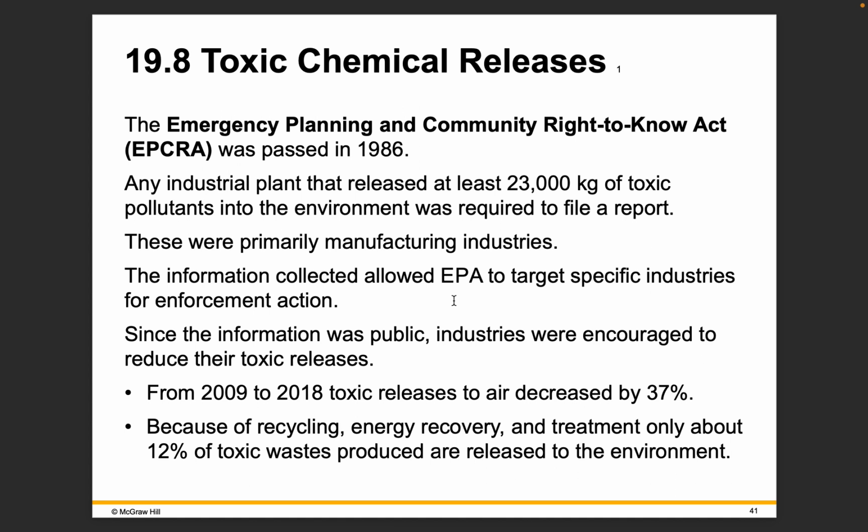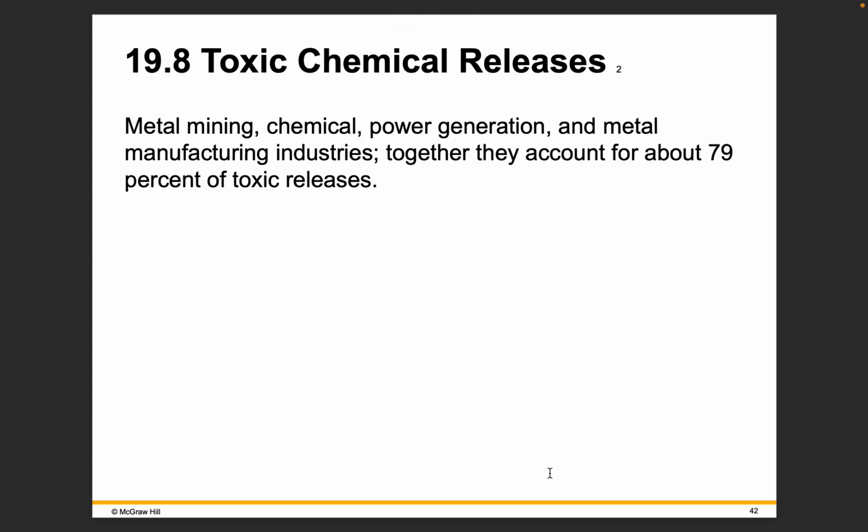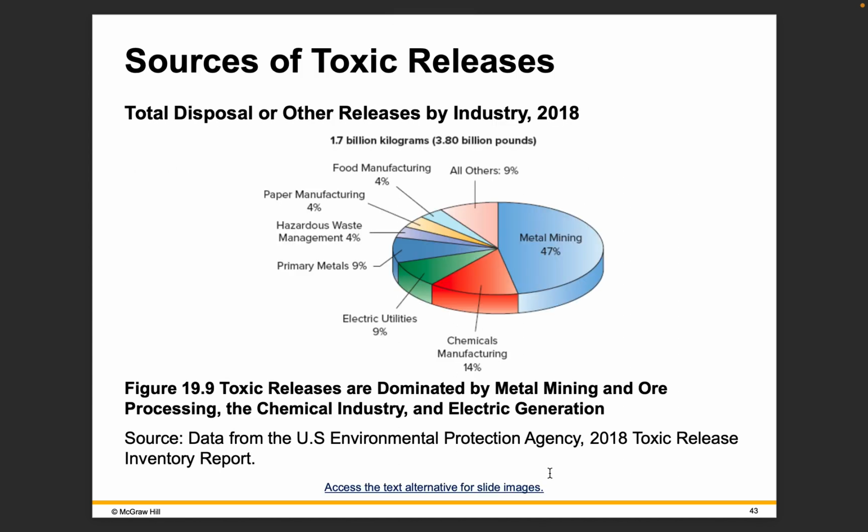Since the information is public, industries were encouraged to reduce their toxic releases. And from 2009 to 2018, toxic releases to the air decreased by 37%. And because of recycling, energy recovery, and treatment, only about 12% of toxic waste produced is released into the environment. Metal mining, chemical and power generation, and metal manufacturing industries together account for about 79% of toxic releases. You can look at this to see how that's distributed.